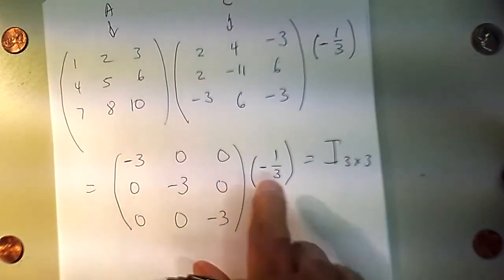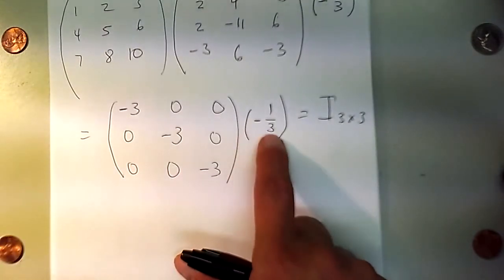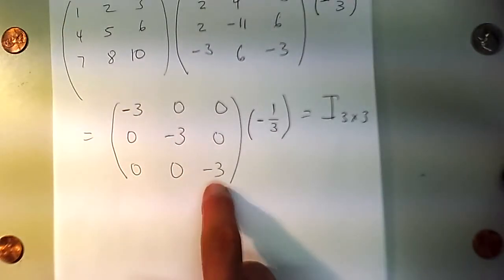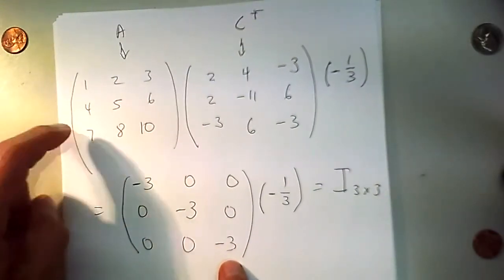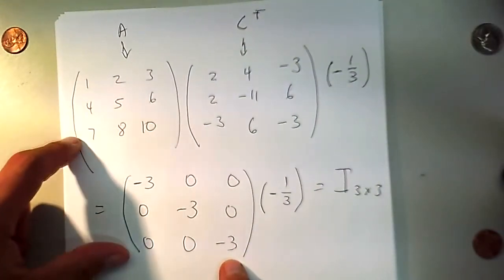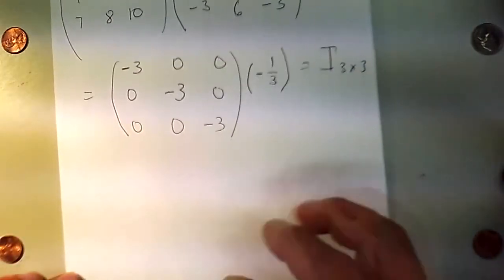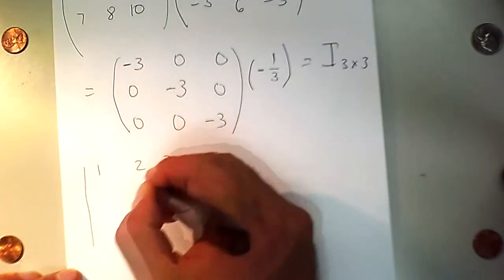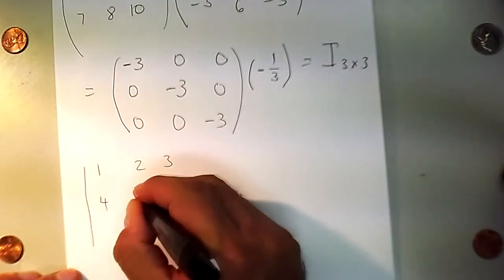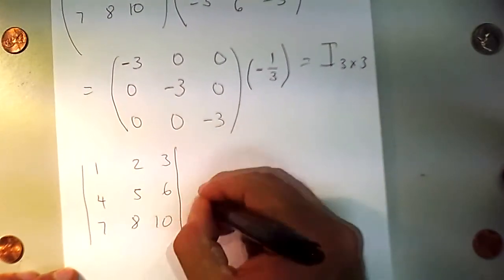All right. So where does that come from? Well, it turns out that -3, which is what is causing this to be not the identity, is the determinant of the original matrix. If we find the determinant of the original matrix, it will be -3, unless I'm wrong. Let's just double check. 1, 2, 3, 4, 5, 6, 7, 8, 10.